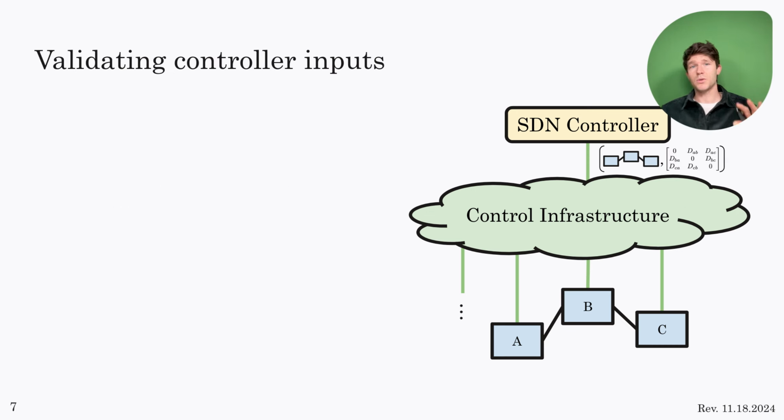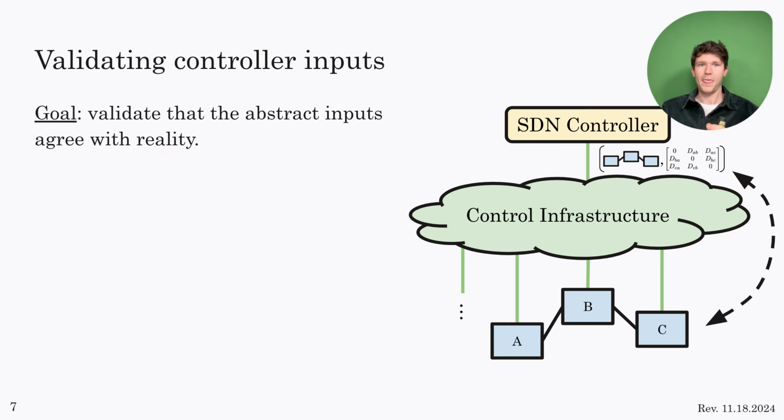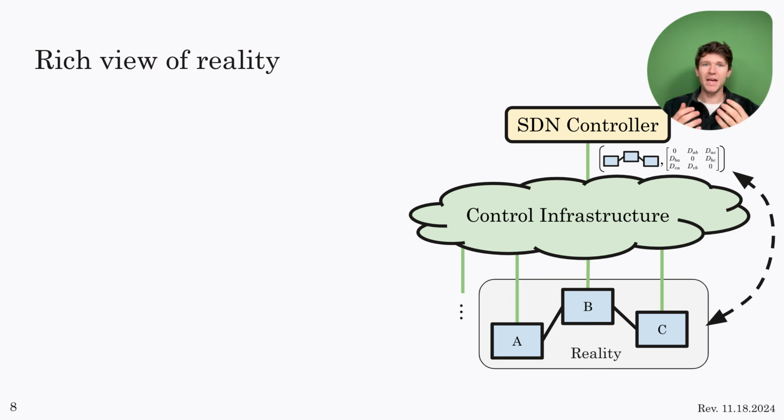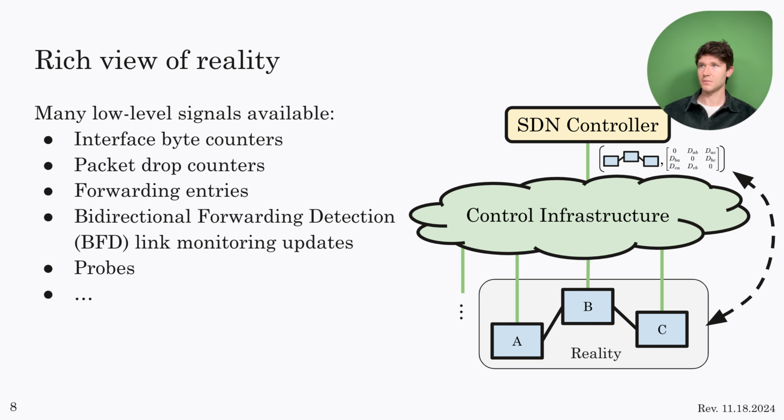To derive this approach, let's go back to our goal, which is to validate that the abstract inputs given to the SDN controller agree with reality. But what exactly is reality in this picture? Well, we observe here that really truth or reality is what's happening at the routers themselves. And we actually have many signals available from the routers about what's happening, beyond just the low-level signals taken by the control infrastructure today to construct the inputs themselves. These signals include interface byte counters, packet drop counters, forwarding entries, different types of probes, etc. And so we can use all of these signals together to get a more complete picture of reality.